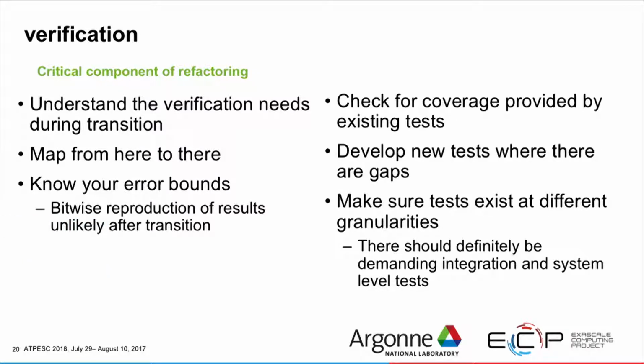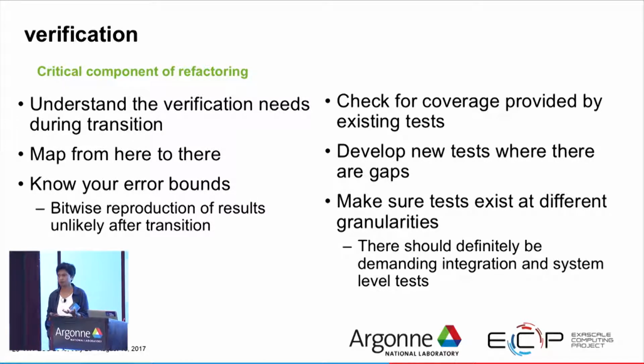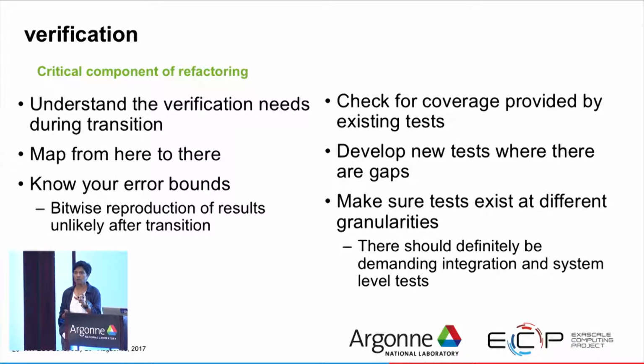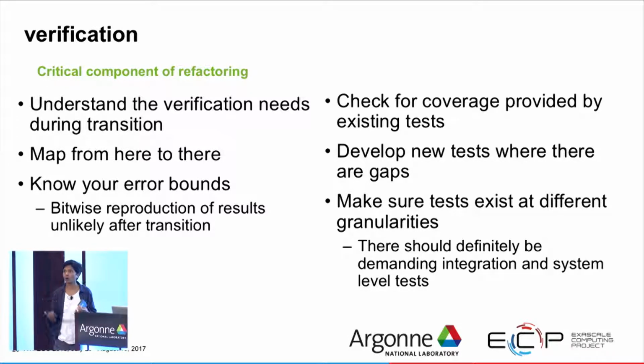Verification is a very critical factor of refactoring. So you should understand the verification needs during the transition right up front, which means that you should have a clear map of where your code is and where your code needs to be in your head, and you should know your error bounds, because when you're doing the refactoring, bitwise reproduction is nearly impossible to obtain. So you need to know whether you do it through knowing error bounds, or through having alternative diagnostics like the conservation of physical quantities, etc.